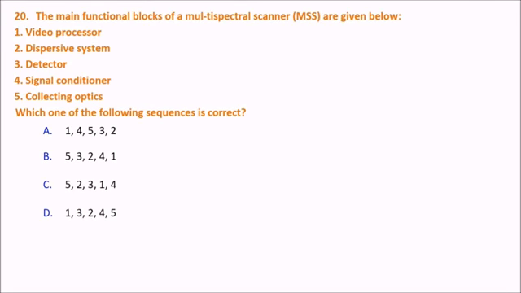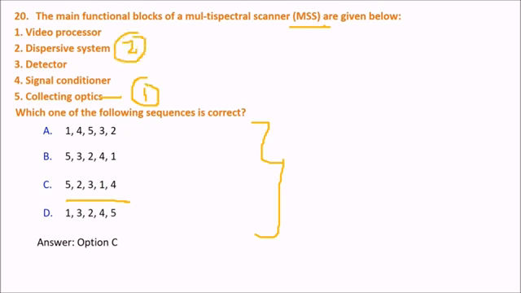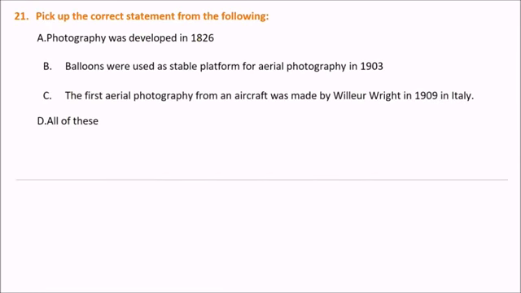Next is the main functional blocks of MSS. MSS stands for multispectral scanner. So, what are the main functional blocks of MSS? You have to give the correct sequence. Can you give the answer? Please try it. The answer is this one. First we have collecting optics. Then we have dispersive system. Then we have detector. And then we have the video processor. Finally we have signal conditioner. This is the MSS.